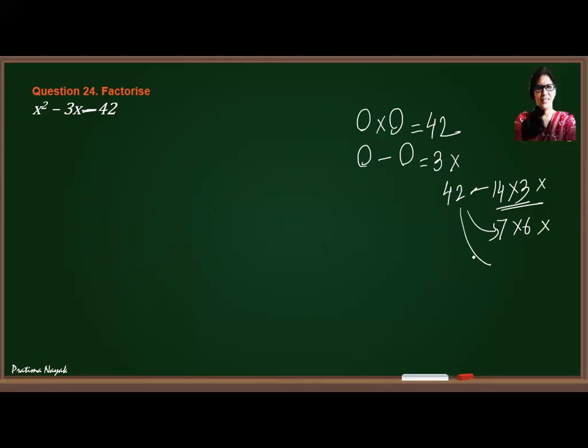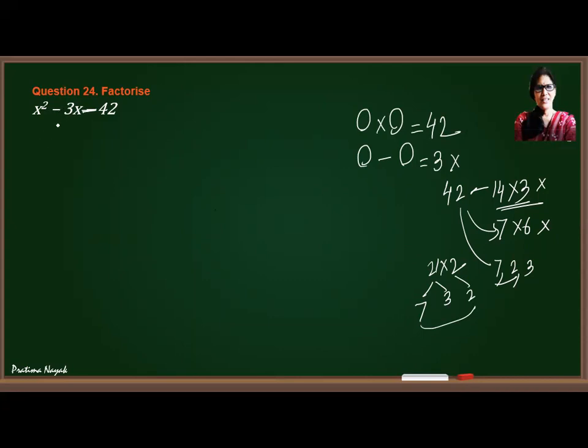Cancelled. Is there any other number? 7 into 2 into 3. It is 42. Are you getting the number? 21 into 2, no. 7 into 3 into 2. 14 into 3, no. Then there must be a mistake somewhere in the question.